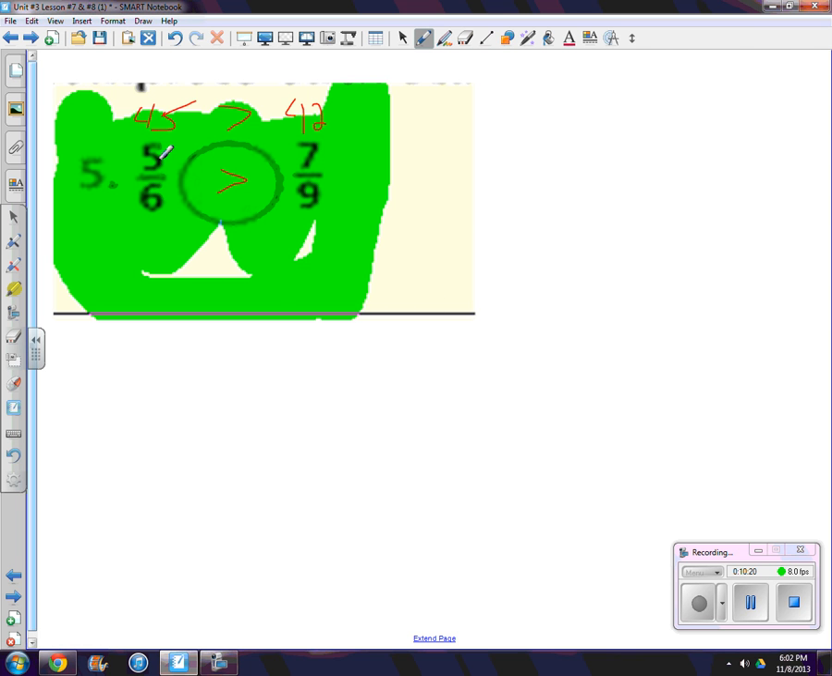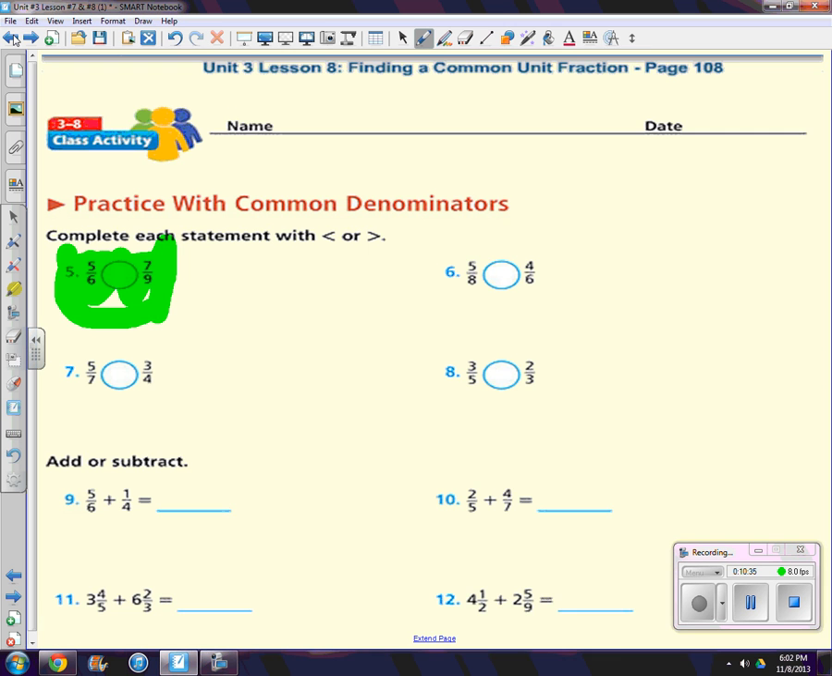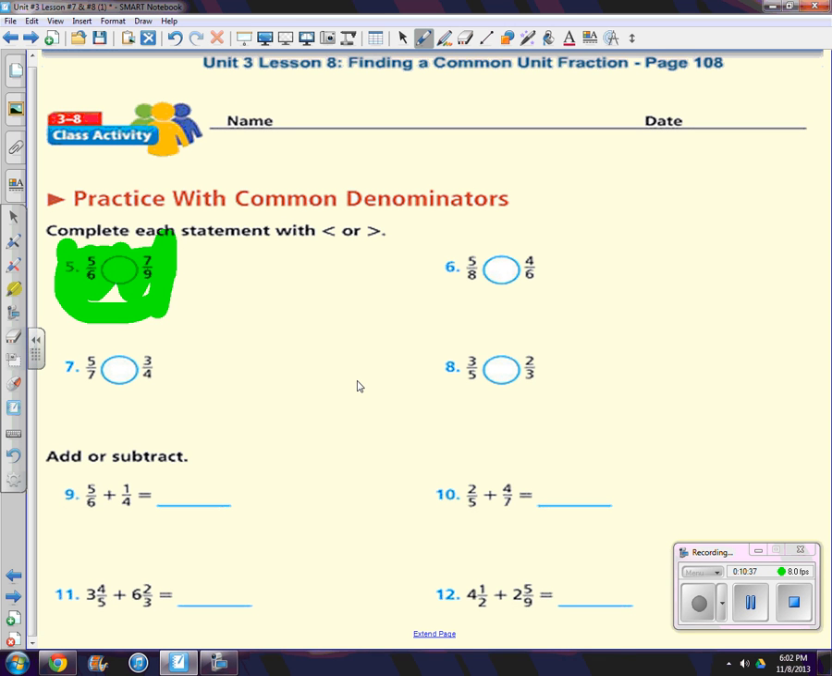Just if you look at the 5/6, 5 parts out of 6 are shaded, or 7 parts out of 9 are shaded. So there are 2 parts here and 1 part there that are not shaded. Might help you figure it out as well. If not, like I said, cross multiply. Let's go back and look at number 12, and this will be the last one. Number 12.